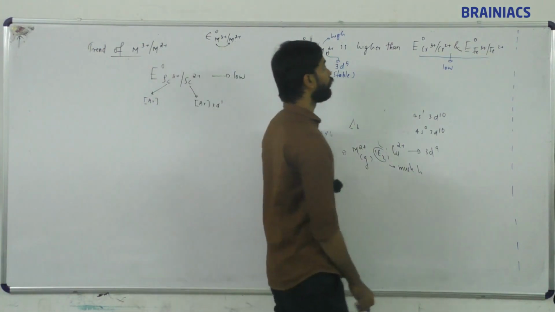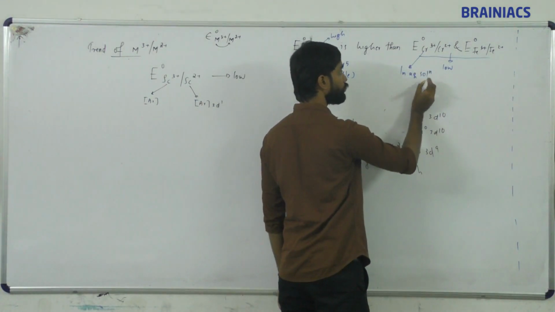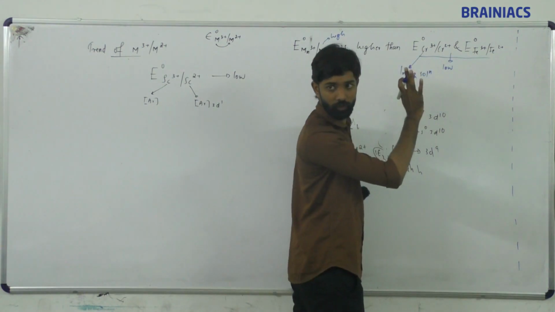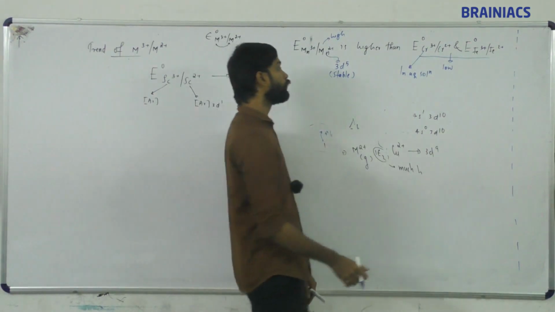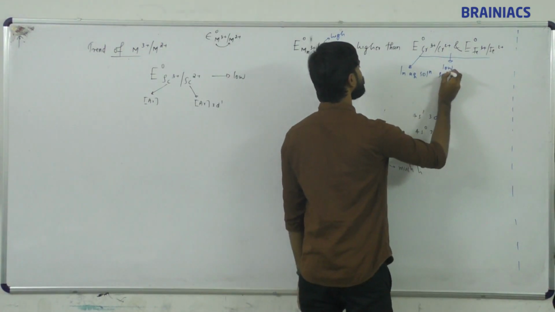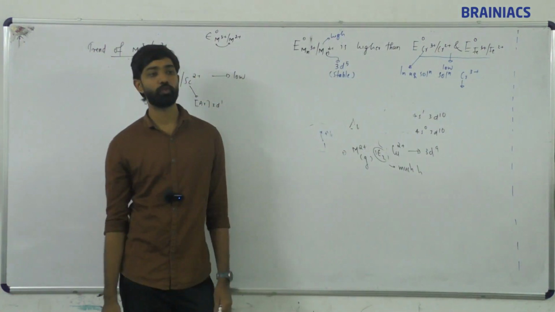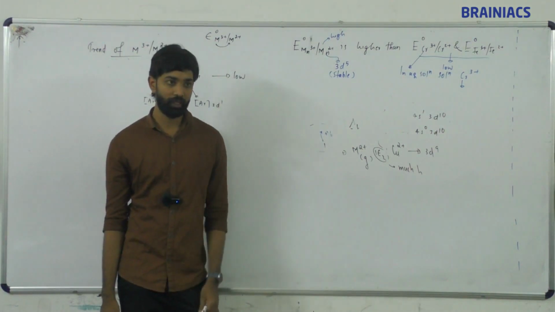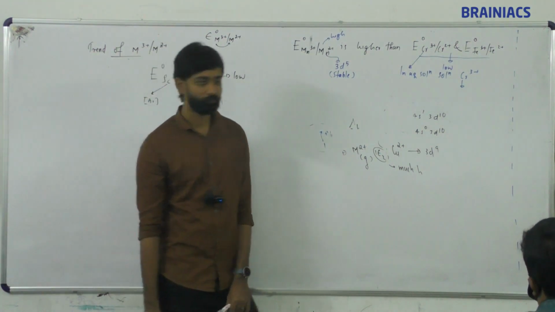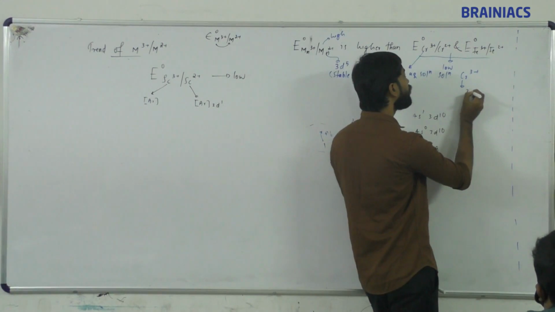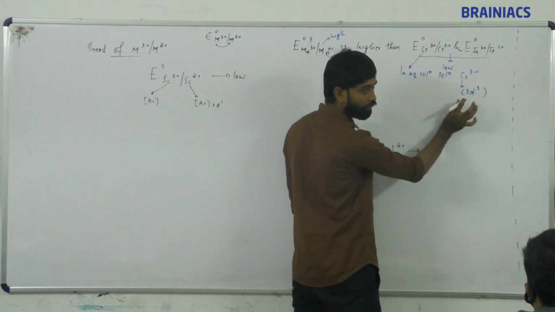They are neighboring members: chromium, manganese, iron. In aqueous solution, Cr3 plus is more stable. That's the explanation. Cr3 plus is in aqueous solution, right? So what about the configuration of Cr3 plus? Chromium has argon 4s1 3d5. Once it becomes Cr3 plus, what is the configuration? Argon 3d3.